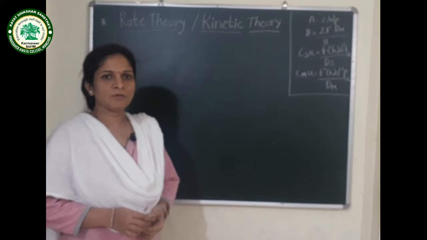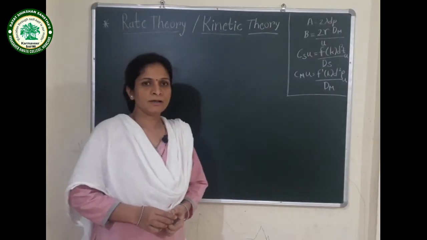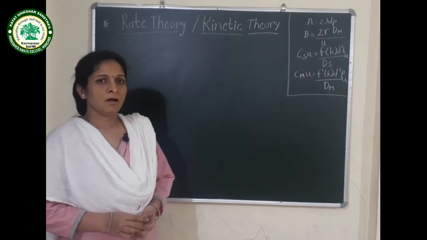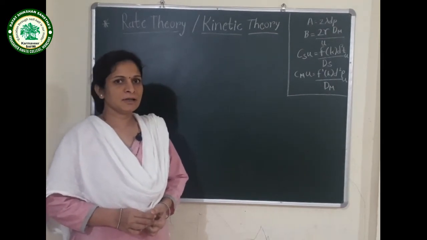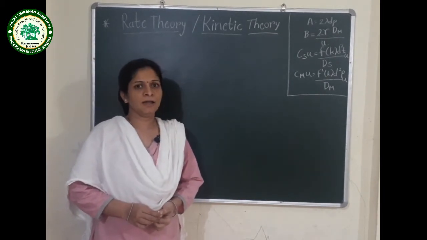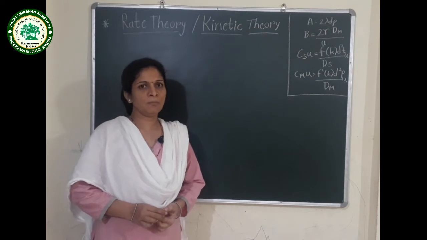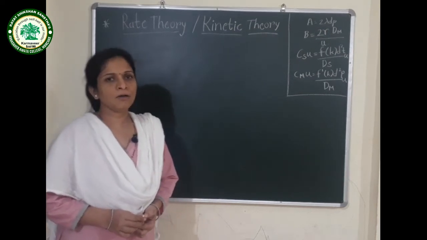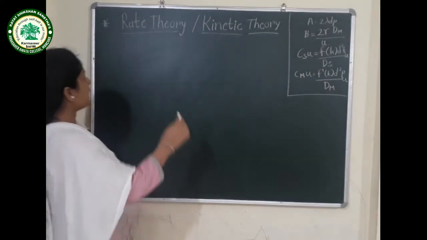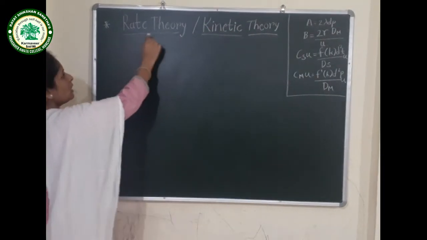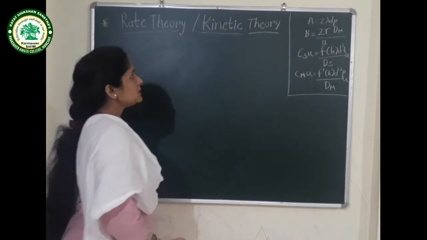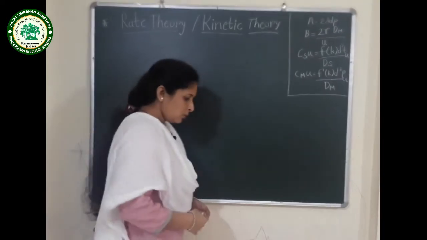Last lecture we have studied the plate theory. This plate theory is related to the number of the theoretical plates. As the number of theoretical plates increases, efficiency increases. Now this plate theory explains the efficiency of the column related to the number of plates, but it fails to explain the peak broadening. Peak broadening is explained by another theory, which is the rate theory, also called the kinetic theory.